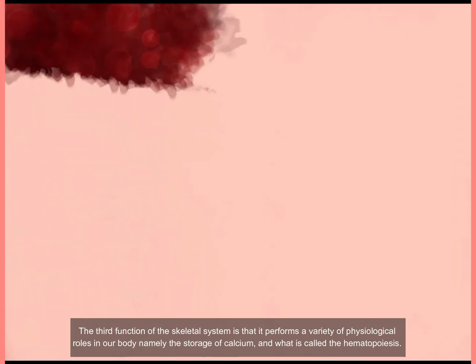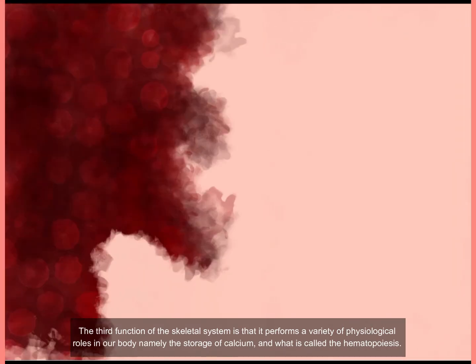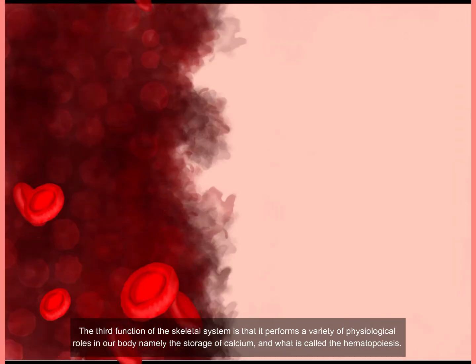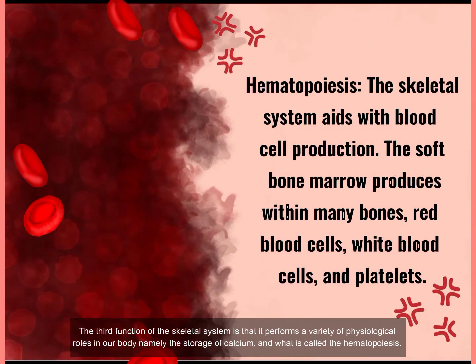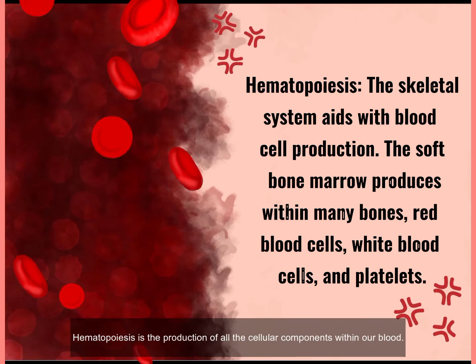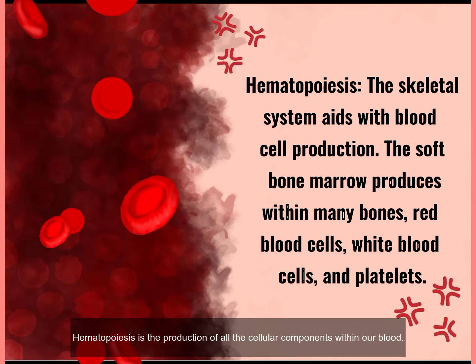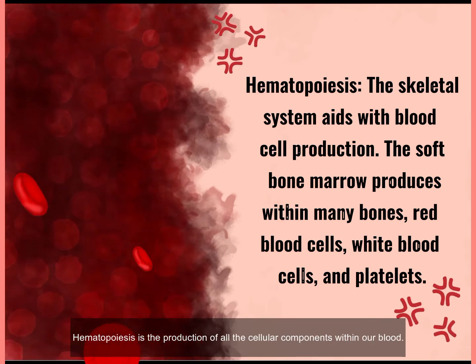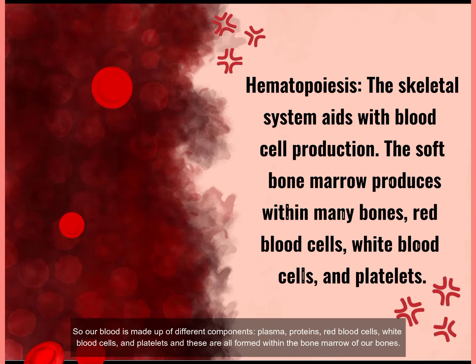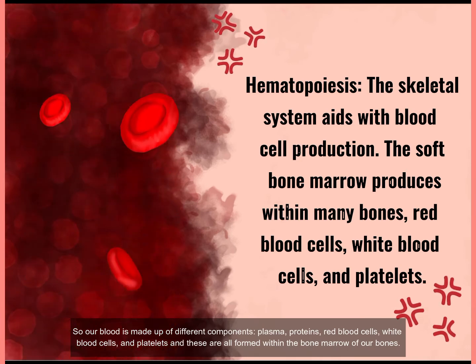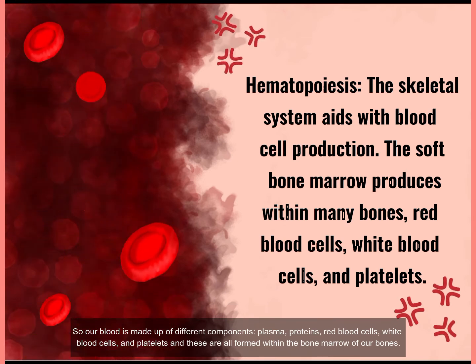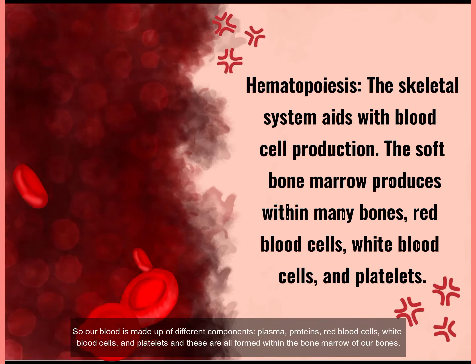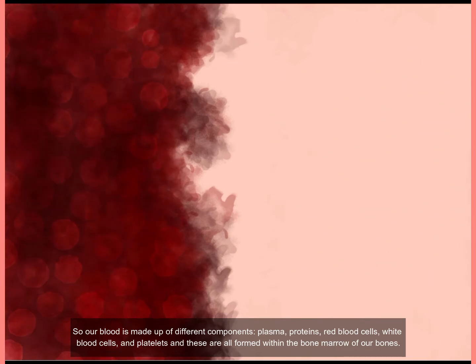The third function of the skeletal system is that it performs a variety of physiological roles in our body, namely the storage of calcium and what is called hematopoiesis. Hematopoiesis is the production of all cellular components within our blood. Our blood is made up of different components: the plasma, proteins, red blood cells, white blood cells, and platelets, and these are all formed within the bone marrow of our bones.